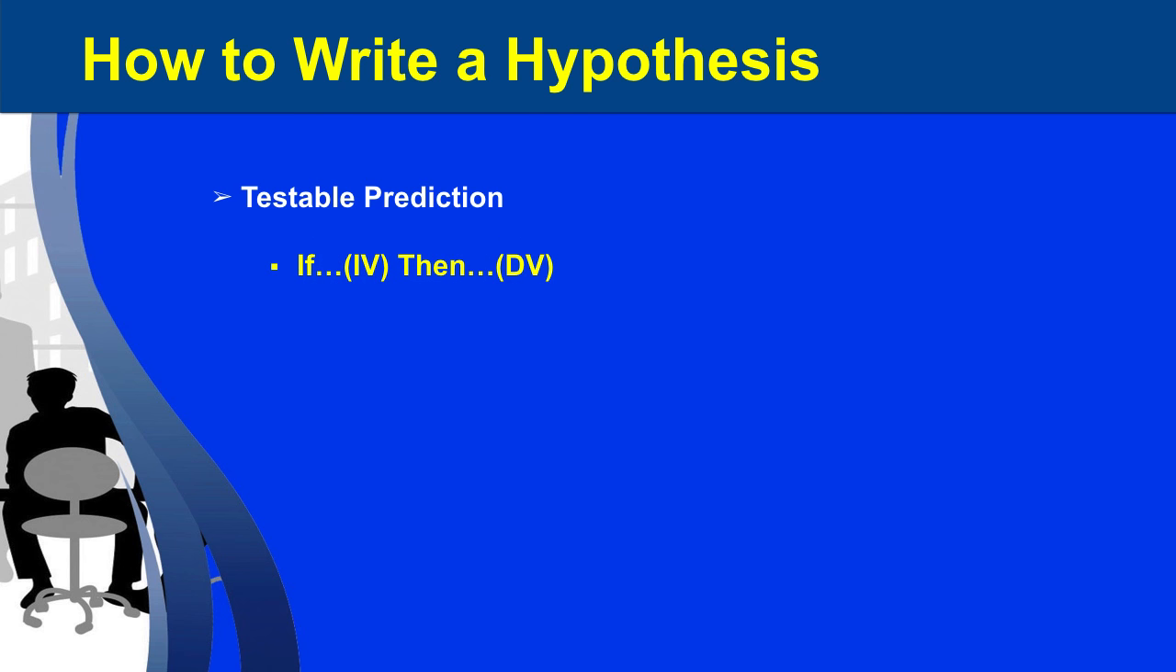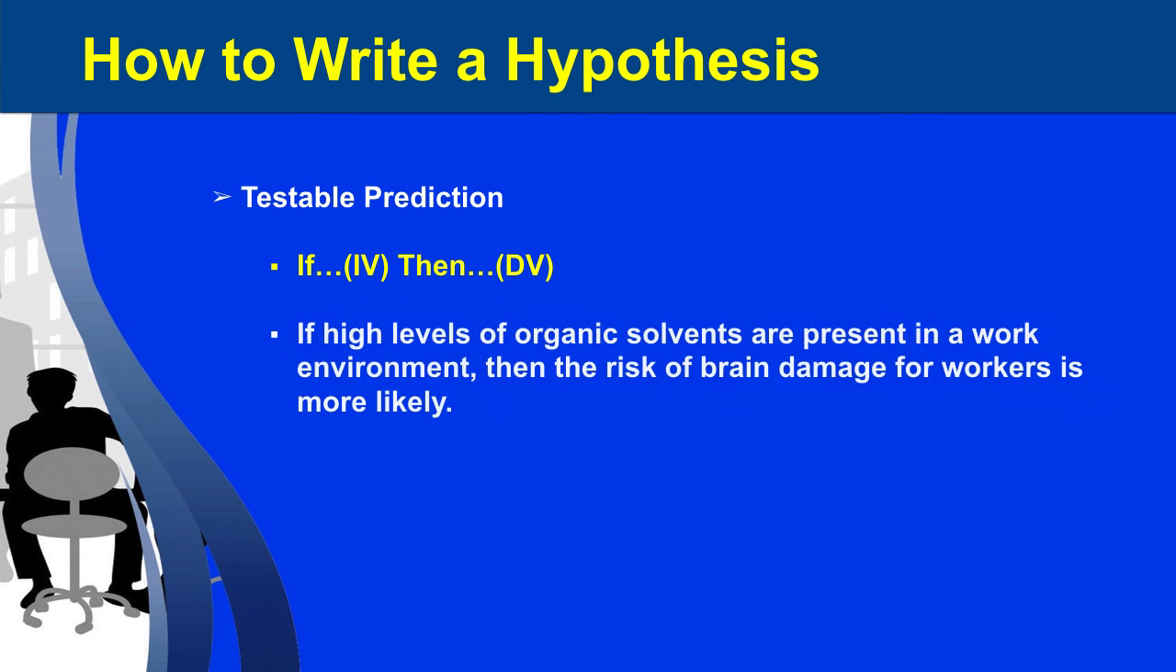Since a hypothesis is looking for this cause and effect relationship between if and then, researchers should write a hypothesis this way. So in the case study mentioned in the previous slide about brain damage and organic solvents, you can see that if high levels of organic solvents are present in a work environment, then the risk of brain damage for workers is more likely. Now then, they could say, well, this should be the case in all other cases, and then they could go and test it, if, then.